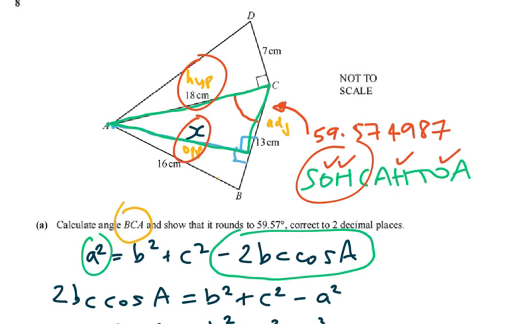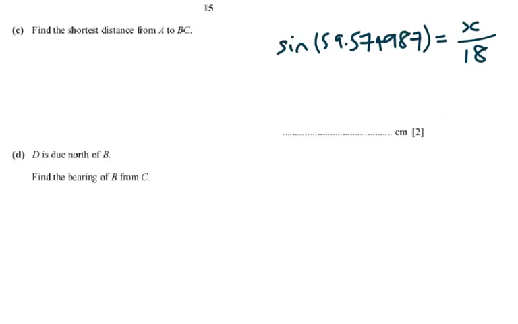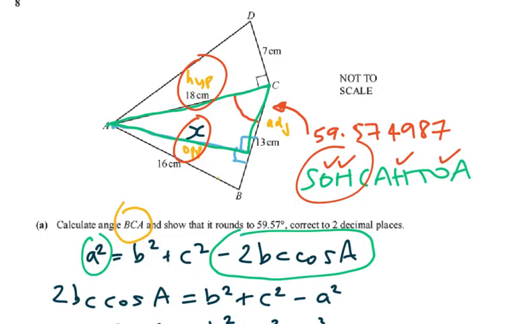So we're using sine. Sine of the angle is equal to the opposite X over the hypotenuse, which I've written there, and now we're just going to rearrange and solve it. So if I do that, I times both sides by 18, so 18 times sine 59.57, etc. should be 15.521, which rounds to 15.5. In the diagram, you can see that is the shortest distance between A and the line BC.